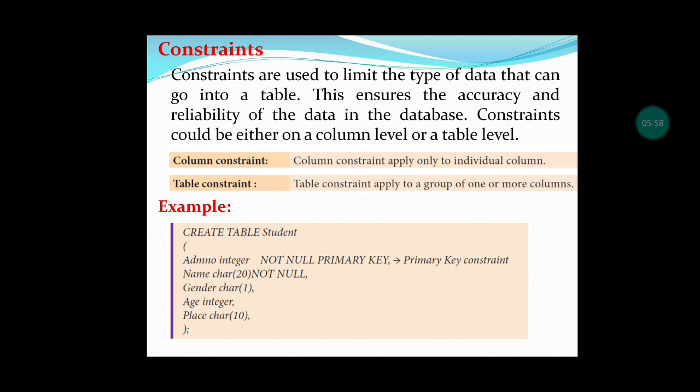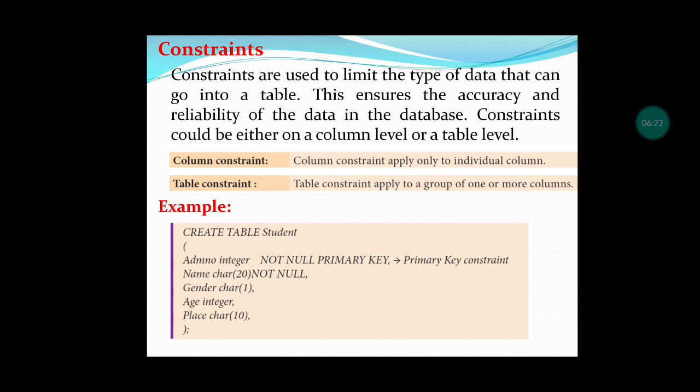Column constraint is applied only for the individual column, and table constraint is used for more than one column. Here an example is given for the constraint. In admission number, we have given the constraint as primary key constraint. Here it is admission number has been used as a constraint.